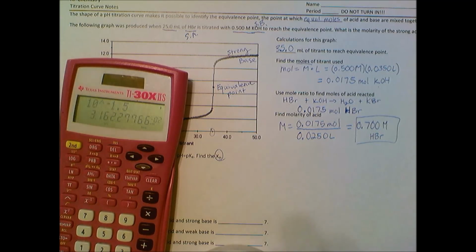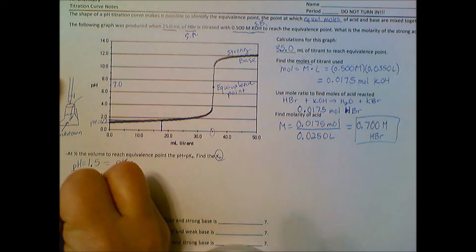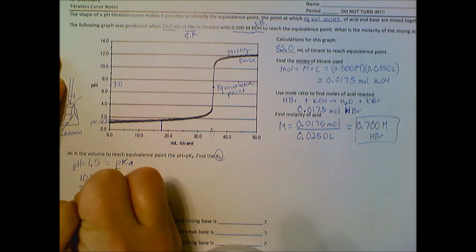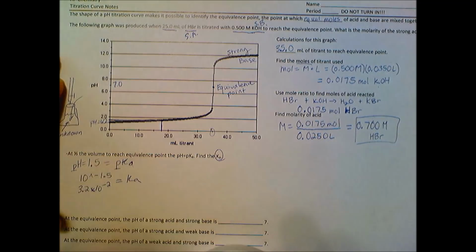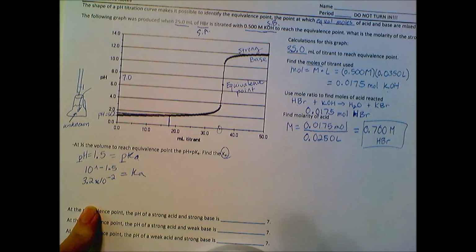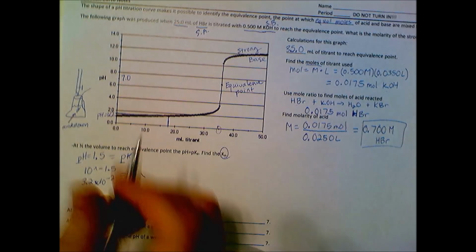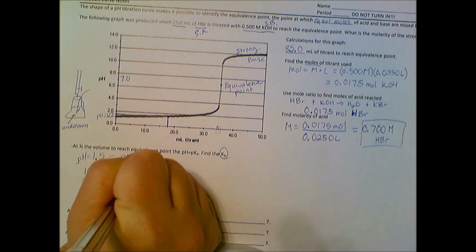And we get 3.2 times 10 to the negative 2. The pen's trying to die on me right now. And that would be our Ka value. Oops, equals Ka. Here we go.